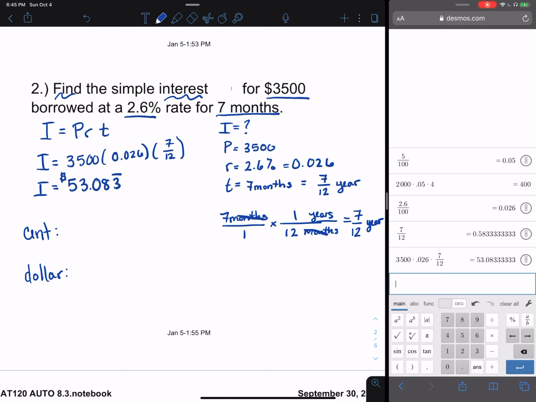So if they ask us to round to the nearest cent, they're really asking us to round to the nearest hundredths place, 2 digits after the decimal point. So that 3 is telling us to leave that 8 alone. So if I was asked to round to the nearest cent, my answer would be $53.08. If I was asked to round to the nearest dollar, it really means I'm rounding to the nearest whole number. So that 0 tells me to leave that 3 alone, and my answer rounded to the nearest dollar is $53.